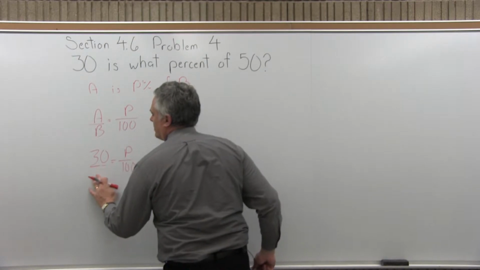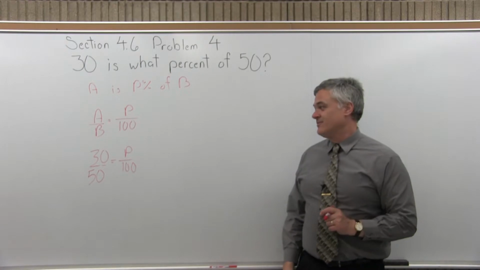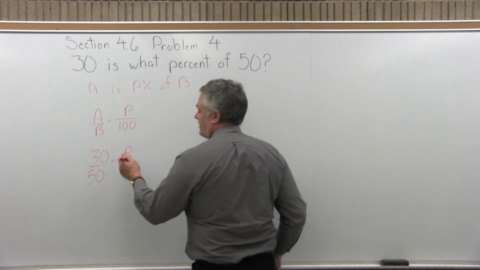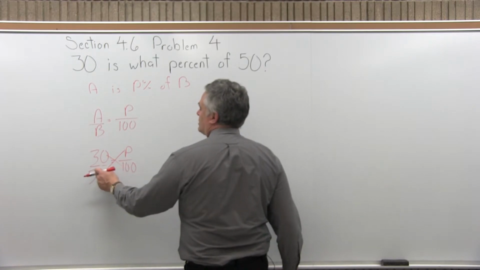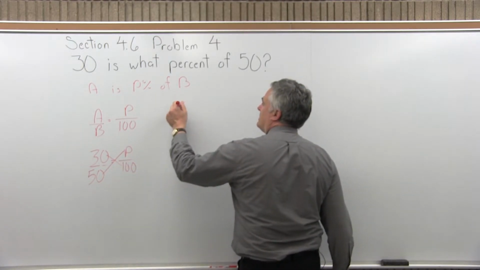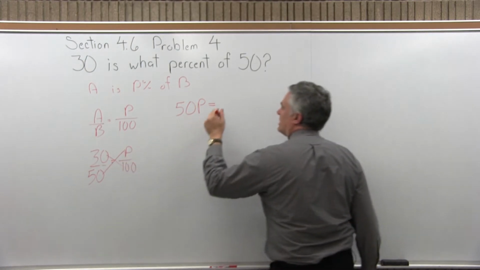That's our equation. We know the B is 50. I was going to say we have one unknown. We have two, really. We can only have one. The P is the unknown. So now to solve an equation, we have two fractions equal to each other. You cross multiply. So 50 times P will be 50P. That's equal to 30 times 100.